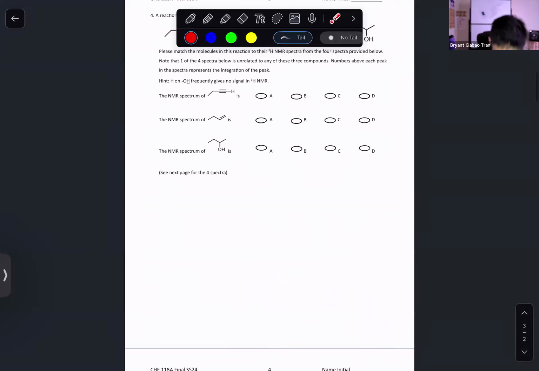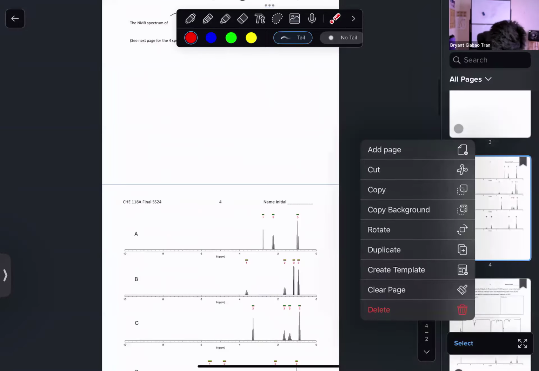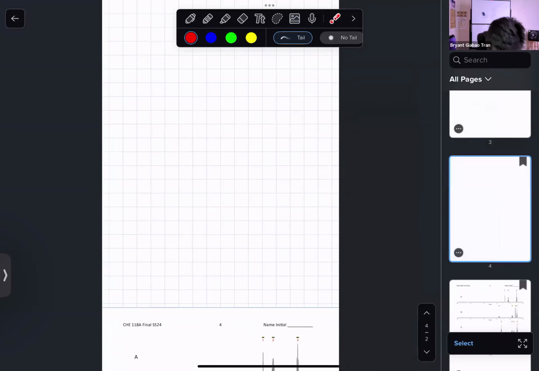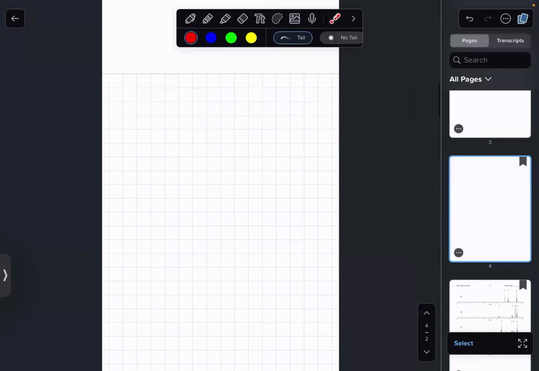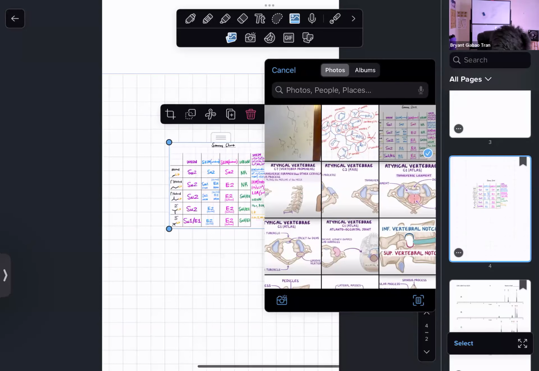Yeah. So for the IR, there was this graph that I like to use for finding the presence of functional groups. So that's the one.